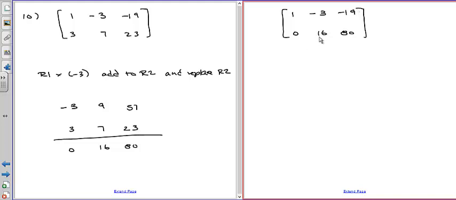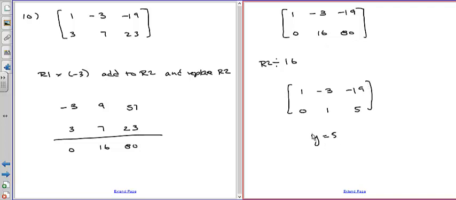Next thing is to get a 1 here, so we're going to take row 2 divided by 16. So that becomes 1, and 0 divided by 16 is 0, so it doesn't affect this entry. So we get the first row, which is 1, -3, -19, and the second row will be 0, 1, and 80 divided by 16 is 5.